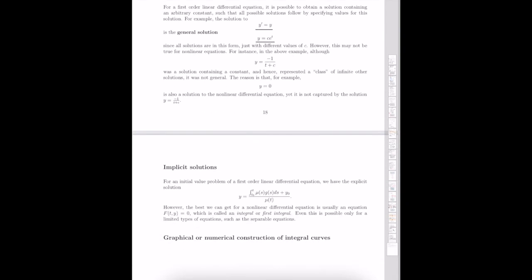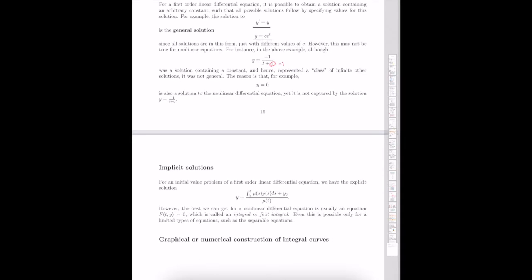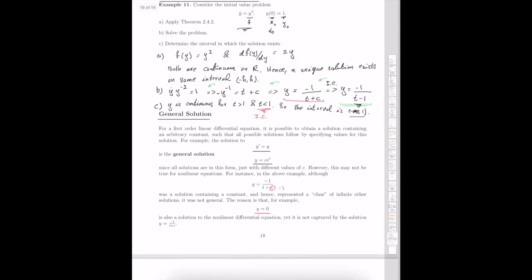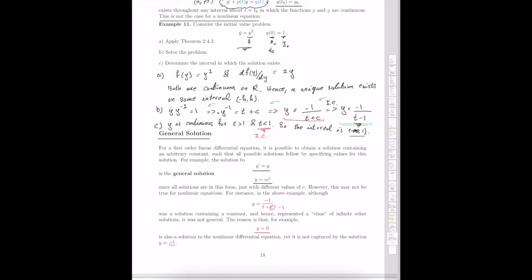This was really the general solution. We had this constant c, and we could give it different values. In the above example, we gave it -1. So this indeed is giving a class of infinite number of solutions. However, it does not cover all solutions. It's not general. Because, for example, y equal to 0 is also a solution of this differential equation.